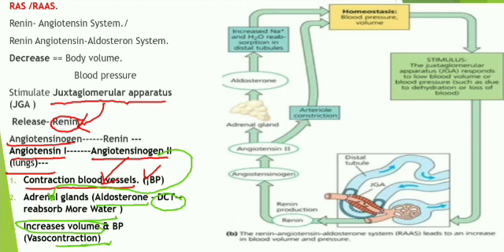First of all, this is the juxtaglomerular apparatus, and these cells release the hormone renin. It gets into the blood and converts angiotensin 1 into 2, and this 2 acts as a hormone. It helps in contraction of blood vessels, which they have given as arterial contraction, and it increases the blood pressure.